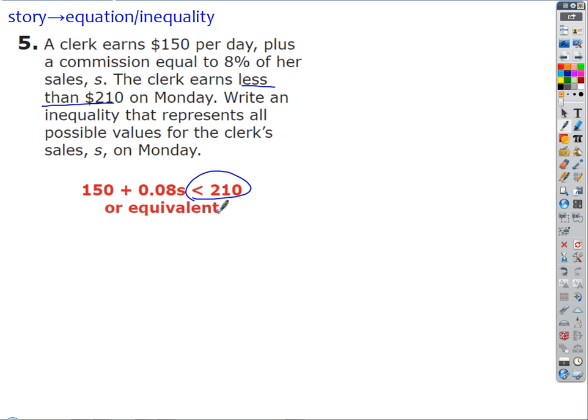For inequalities, you flip the sign when you divide or multiply across by a negative. Only by a negative. Otherwise, it's just the same as an equation.